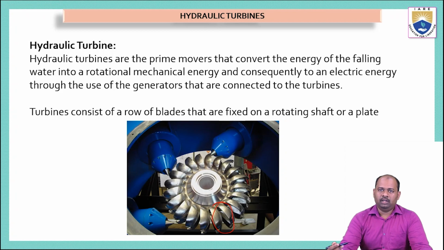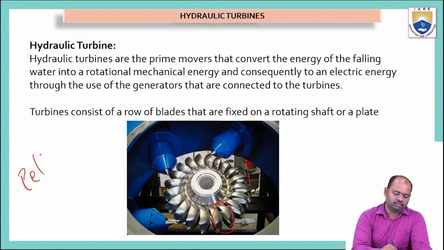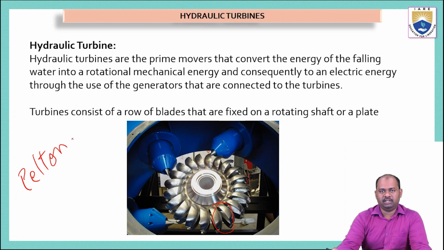Now, in this picture, we can see a turbine, which is a Pelton wheel turbine. George Pelton is the name of the scientist who first invented the turbine. This is an open atmospheric turbine where the pressure of the water is equal to the atmospheric pressure. This is all open. We can see the working.